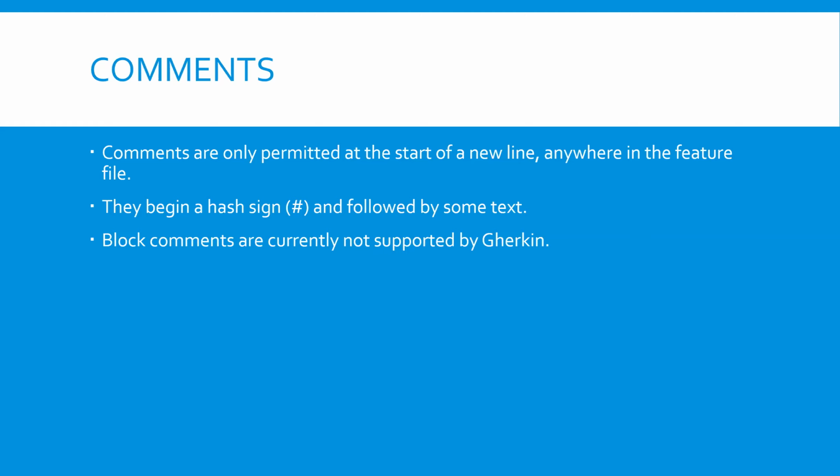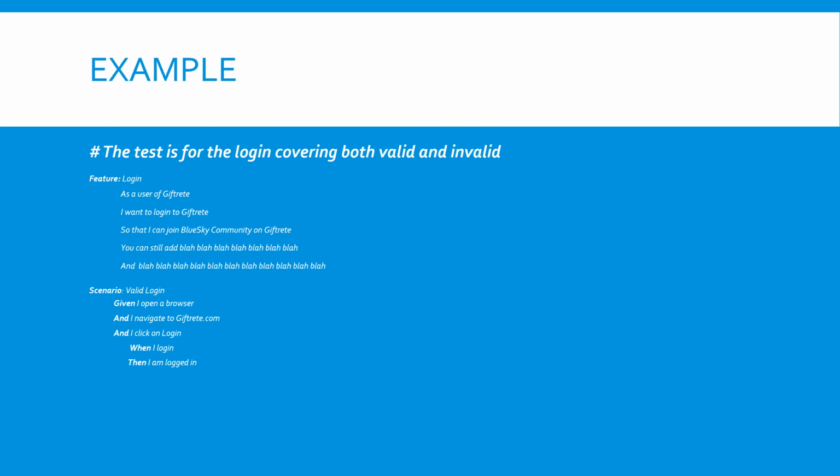In C#, you can put a comment at the end or at the beginning. But in SpecFlow, you can only put your comment at the beginning of a line. As well, you cannot use block comments. In C# there are block comments, but you can't use them here. So this is an example right now.